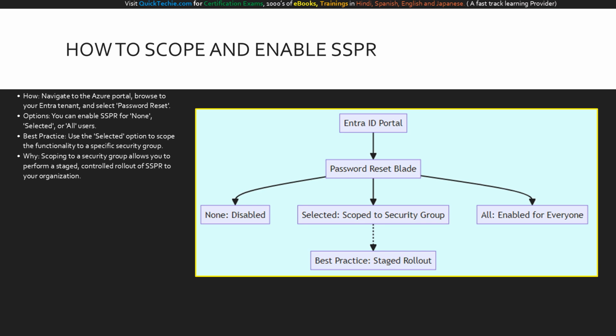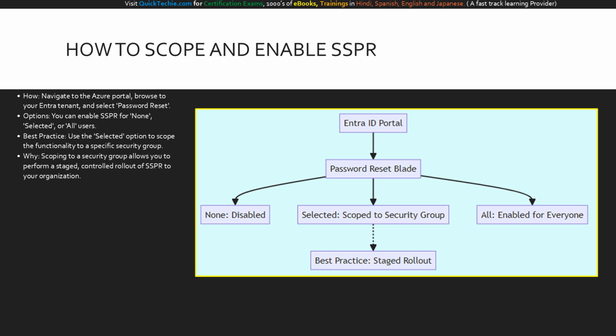While it might be tempting to just click All and be done with it, the best practice is actually to use the Selected option. By choosing Selected, you use a security group to tightly limit exactly which users have SSPR privileges. Why is this important? Because it allows you to perform a staged rollout. You can start with a pilot group of IT staff, test the experience, and then gradually add different departments to that security group until the whole company is covered.